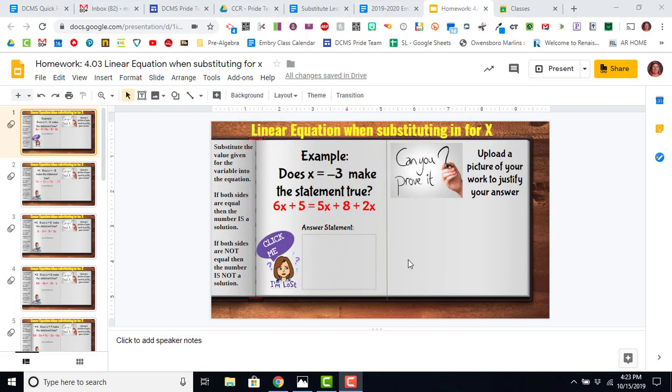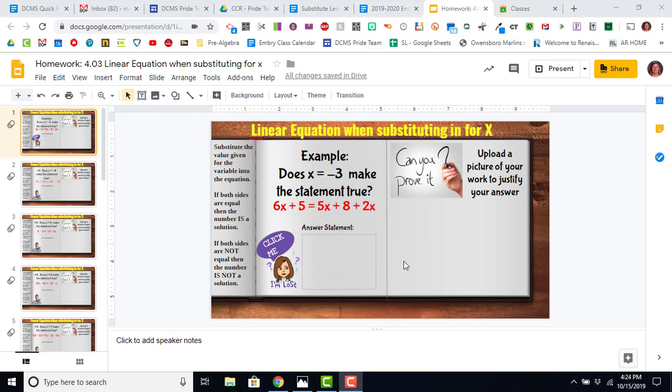If I were doing this, I would need to get out my white board working. So hopefully you have your white board working along with a marker. If you don't, you will need to use a piece of paper, and you will use that piece of paper as your evidence to justify your work. That's what you would take a picture of, versus taking a picture of your white board working.